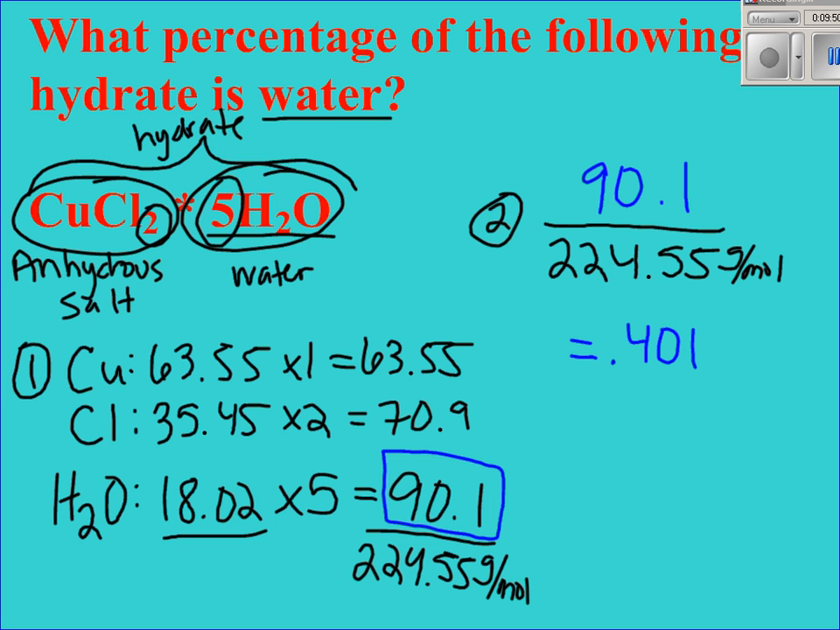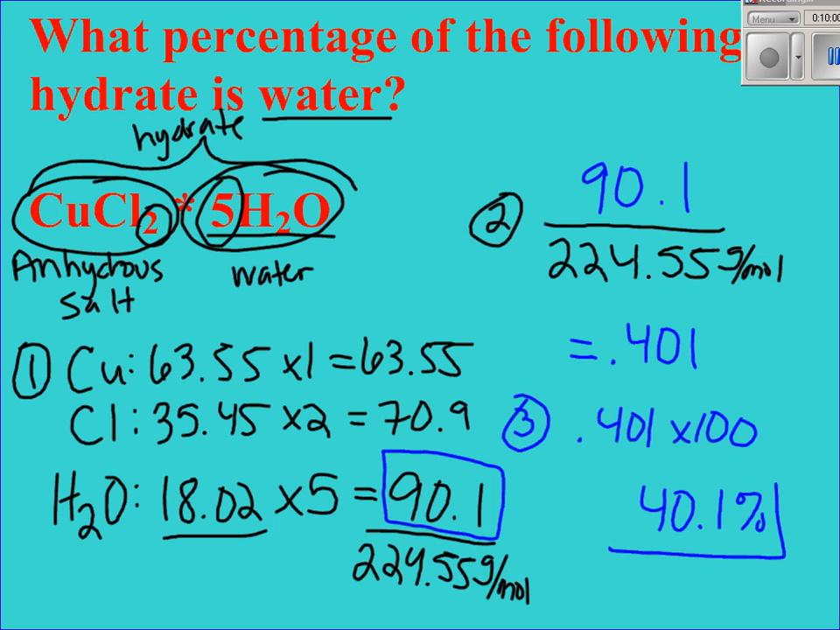0.401. The final step is to just take that answer and multiply by 100 to get a percent. In this case, it's 40.1%. That means that out of that entire hydrate, 40.1% of it is water. This concludes the video on how to calculate and define hydrates.